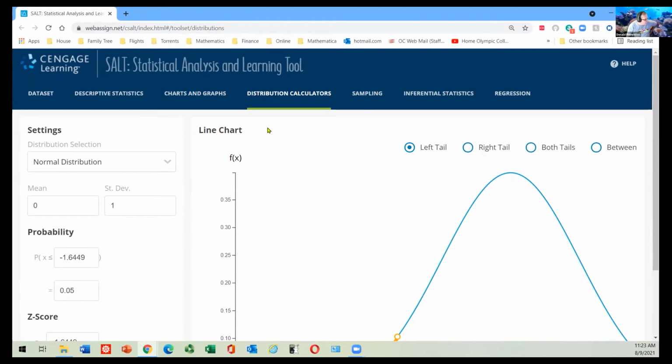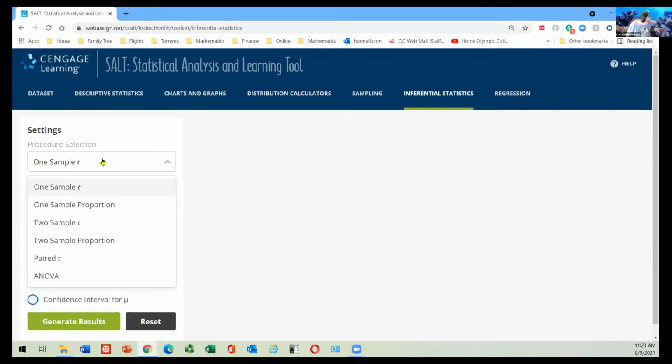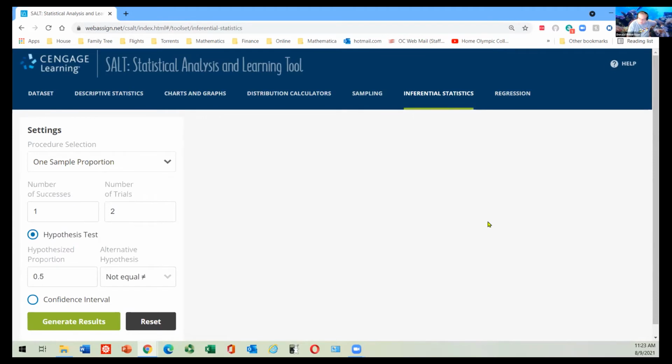Can anybody remember which one of these guys along the top you used to get the p-value? Inferential statistics. There we go. Click on one sample, right? Now, number of successes. Well, they told me the p-hat was 0.33 and the n is 100. So if I do a little calculation, is it okay for me to say 33 out of 100, and you're comfortable how I got those two numbers from the 0.33?